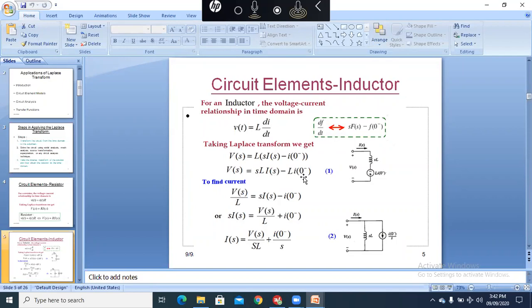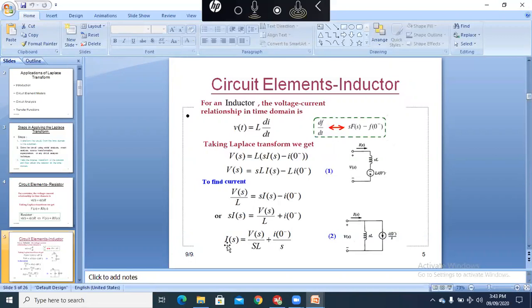For this, we first divide by inductance, and we will get the value of this relationship, and then we move the initial current value to the other side. So we will have V(s)/sL plus the initial value of the current. And now we find the value of I(s) by dividing V(s) by sL, plus i(0 negative) divided by s.